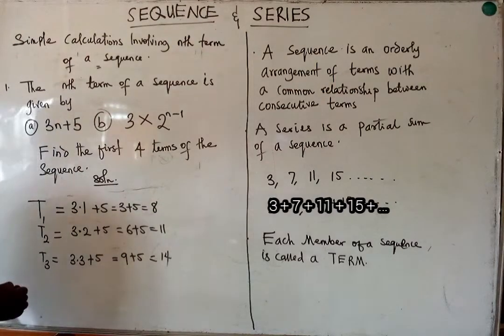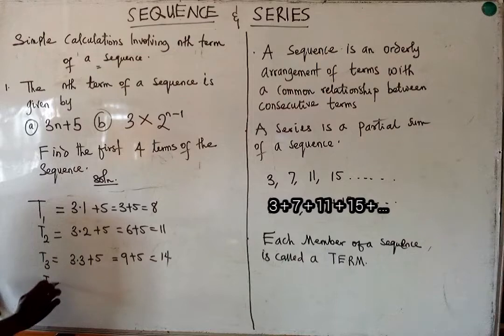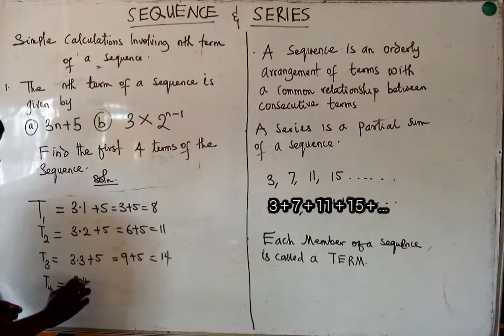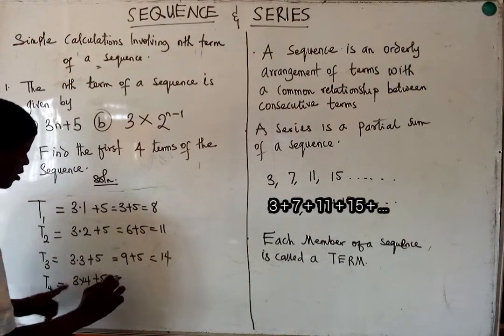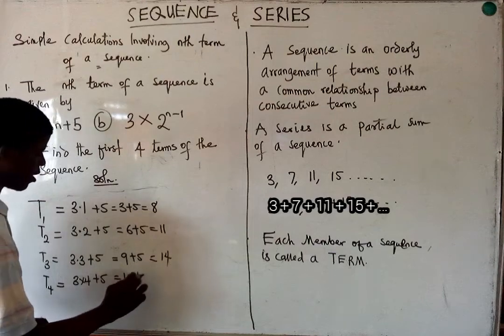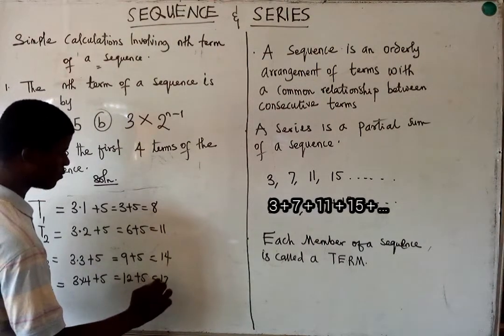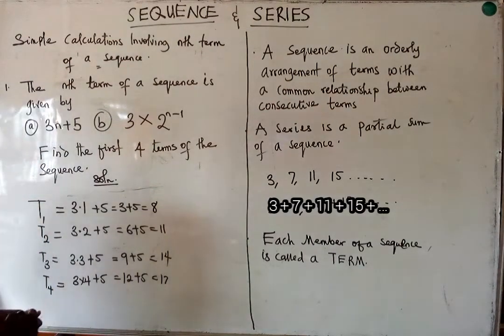Likewise, the fourth term, that's 3 times 4 plus 5. 3 times 4 is 12. 12 plus 5 gives me 17. So that's actually the same thing we are going to do for this second question.